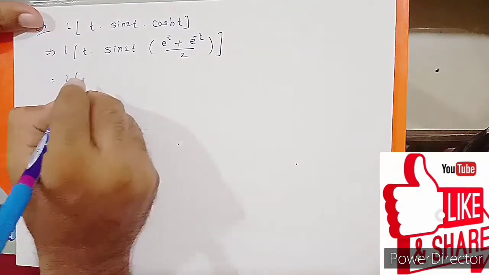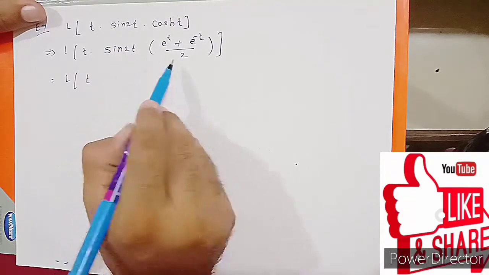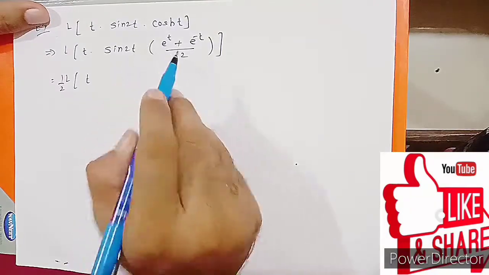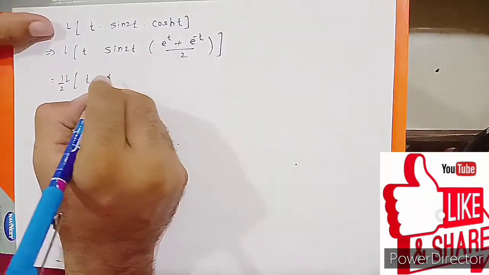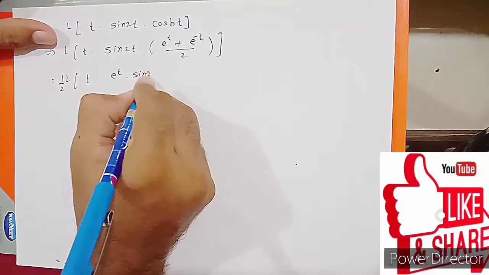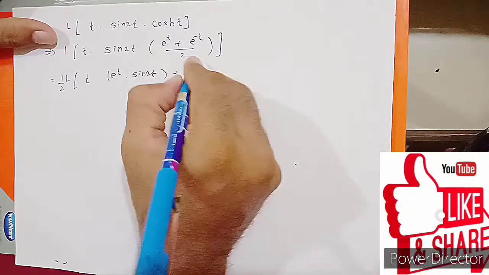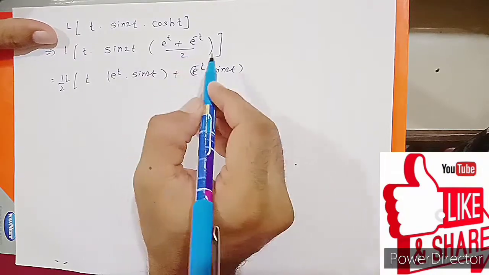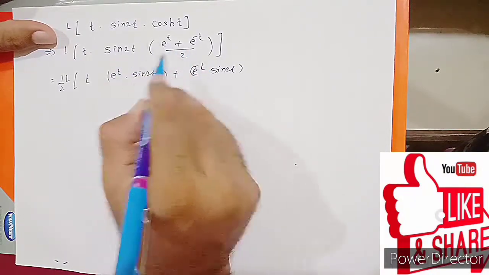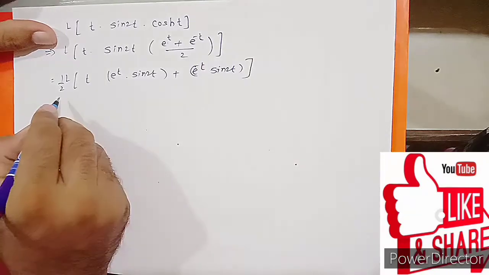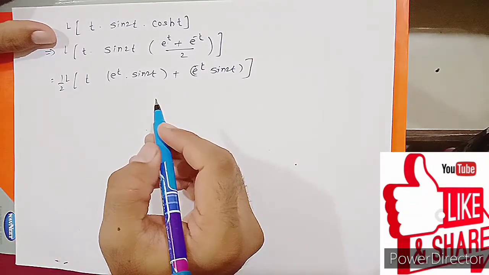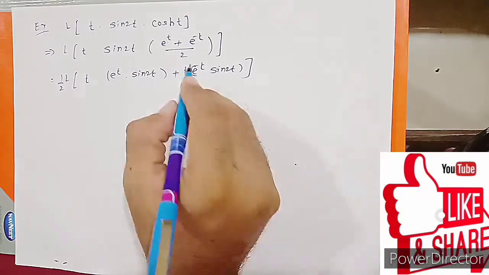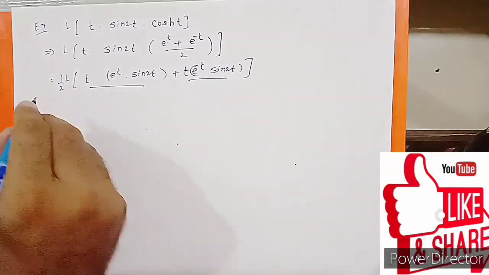Now Laplace transform of t. Here 2 is a constant, so we put 2 outside the Laplace. Sine 2t we multiply inside the brackets: e raised to t into sine 2t plus e raised to minus t into sine 2t, because sine 2t applies to both the terms, right? Now observe this term. Again t is multiplied here and t is also multiplied here, so we get two terms, the first term is this one, the second term is this one.